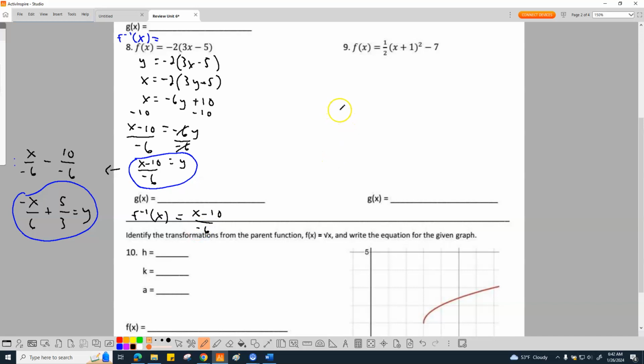I'm going to go ahead and solve 9 on the same problem. Actually, no, I'm not, because it has a little bit different step to it.